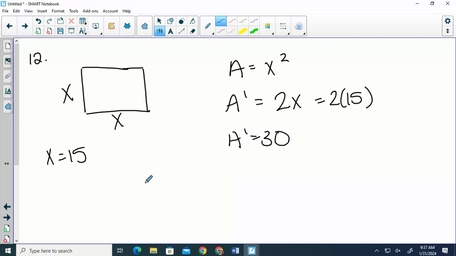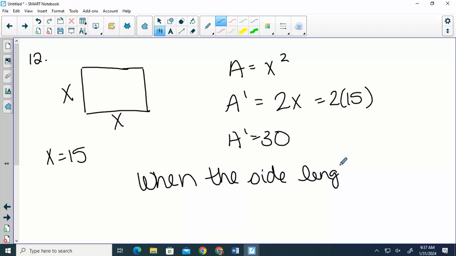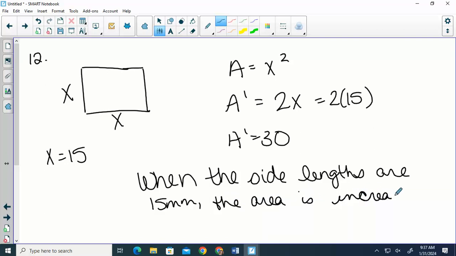And so then I want to explain its meaning. So when the side lengths are 15 millimeters, the area is increasing 30, and area would be squared. So square millimeters.